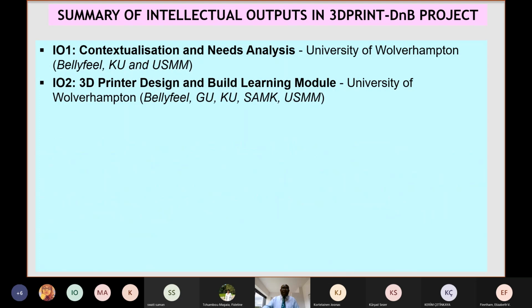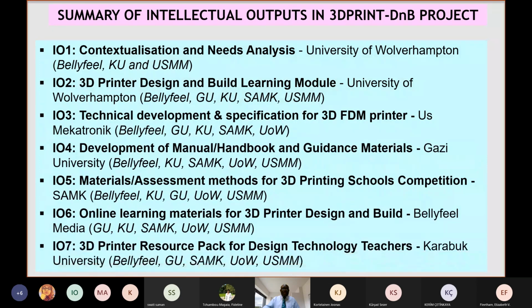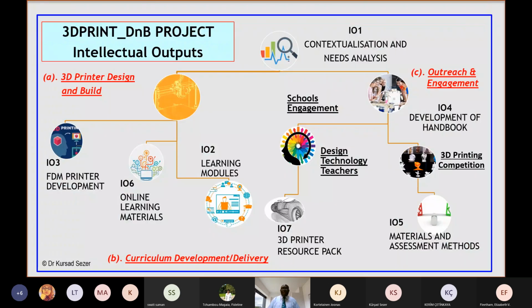So the project is implemented through intellectual outputs or work packages, and we had 7 work packages, as you can see on this slide. There will be presentations on each of these work packages. Intellectual output number 1, of course, is the initial research. So we're not presenting on that today, but we're presenting on number 2, which will be done by Fadalin from the University of Wolverhampton, and then the others will follow. Okay, so that is how the project is organized.